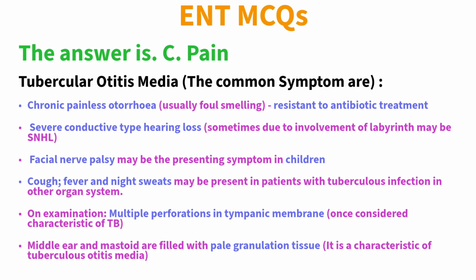Severe conductive hearing loss is seen; sometimes, due to involvement of the labyrinth, it may be SNHL. Facial nerve palsy may be the presenting symptom in children. Cough, fever and night sweats may be present in patients with tuberculous infection in other organ systems. On examination, multiple perforations in the tympanic membrane, once considered characteristic of TB, are seen, and the middle ear and mastoid are filled with pale granulation tissue. It is characteristic of tuberculous otitis media.